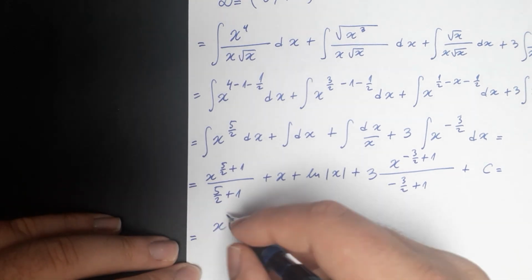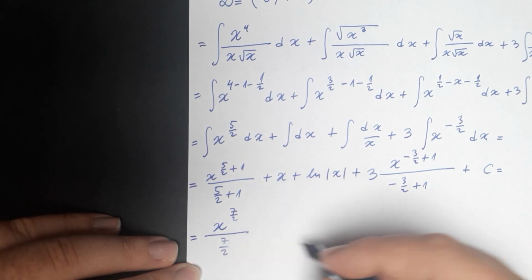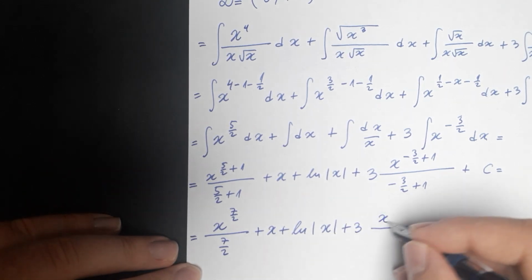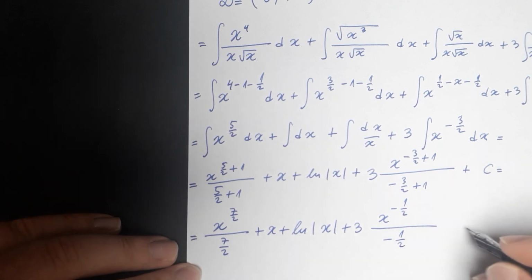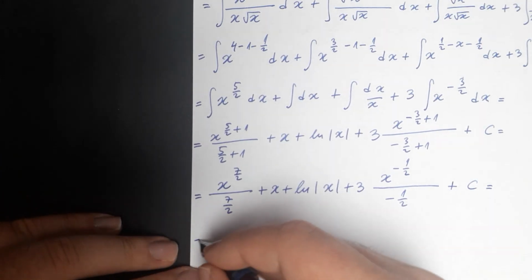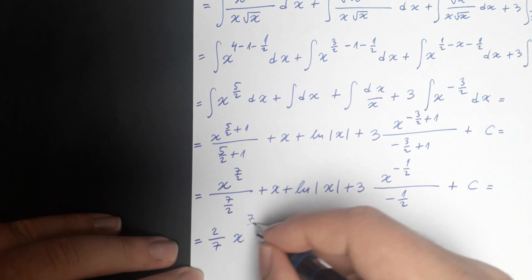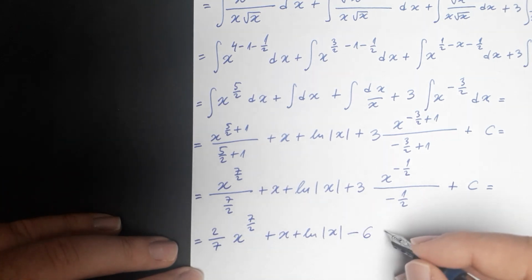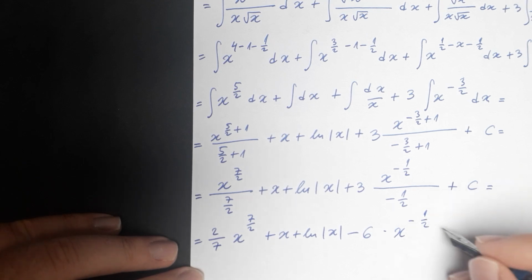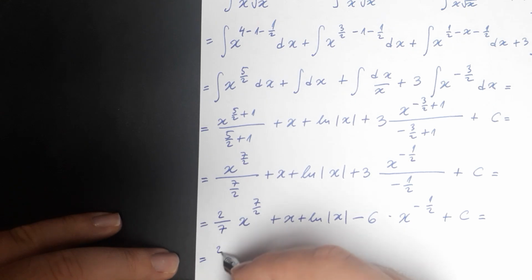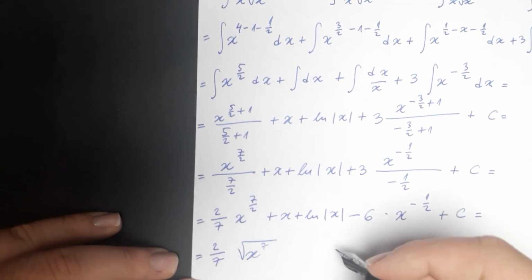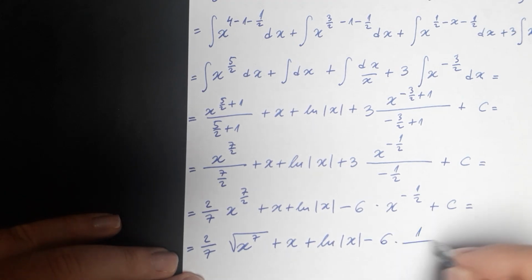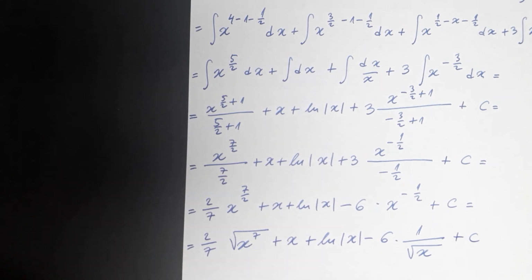This is then equal to x to the power 7/2 divided by 7/2, plus x, plus ln of absolute value of x, plus 3 times x to the power minus 1/2 divided by negative 1/2, plus c, which is equal to 2 divided by 7 x to the power 7/2, plus x, plus ln of absolute value of x, minus 6 times x to the power negative 1/2, plus c, which is equal to 2 divided by 7, the square root of x to the power 7, plus x, plus ln of absolute value of x, minus 6 times 1 divided by the square root of x, plus a constant c.